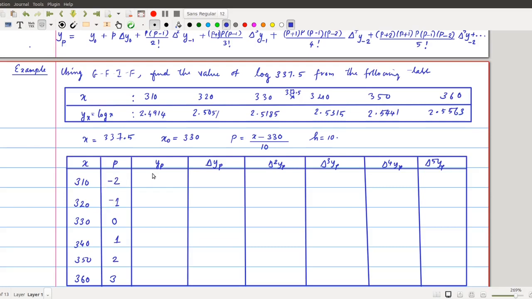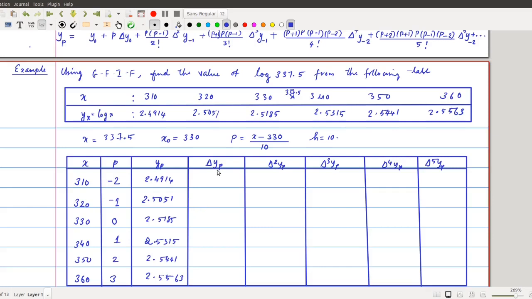Okay, now these are the y_p's. The y_p's are the values given in the table. So that is 2.4914, this is 2.5051, 2.5185, 2.5315, 2.5441, 2.5563. Okay, so these are the y values.